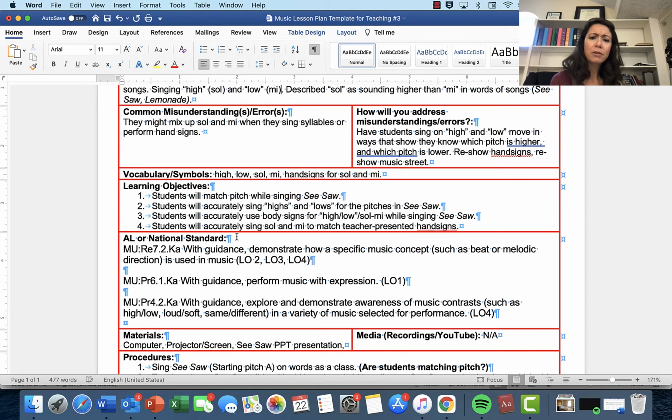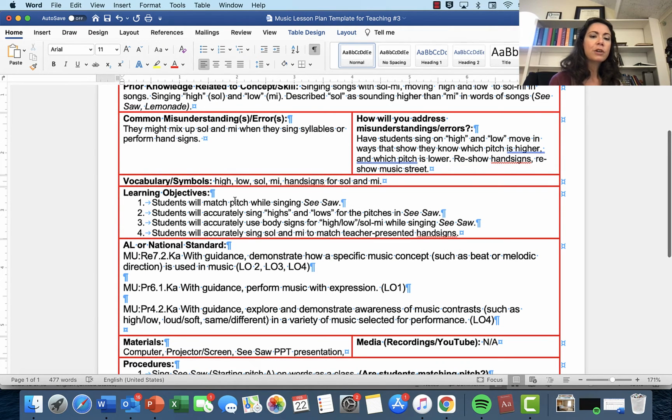So what are my learning objectives? What do I want my students to do during this present portion of this lesson? Well, I wanted y'all to match pitch while you sang Seesaw. That's one for sure. If you're not matching pitch while you're singing it, it kind of doesn't help, unless just the general melodic content or contour is there where you are doing high and low. But I still want it to mostly be matching by the time I'm ready to start talking about so and me.